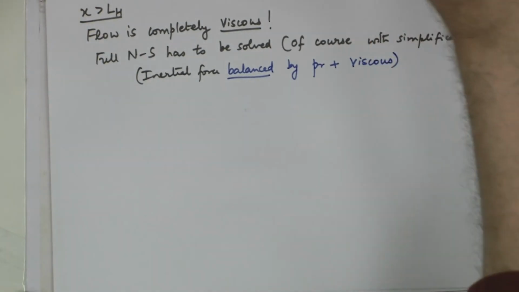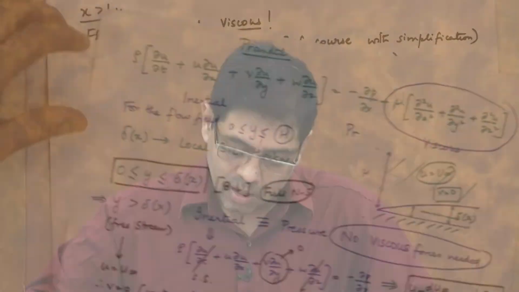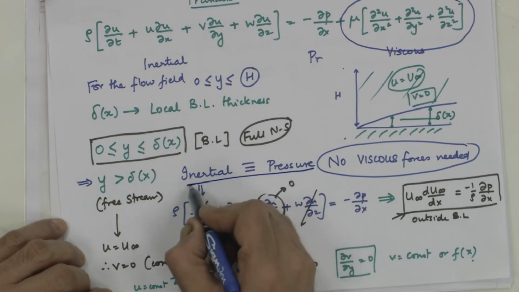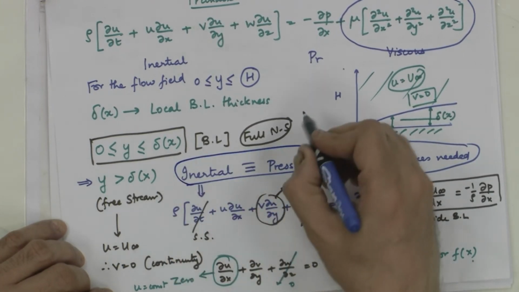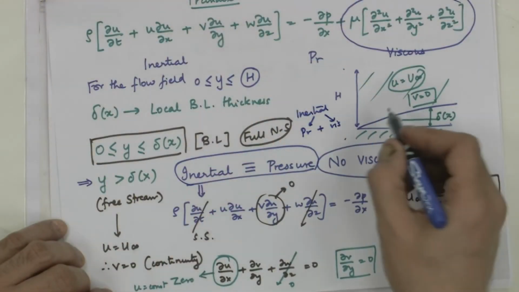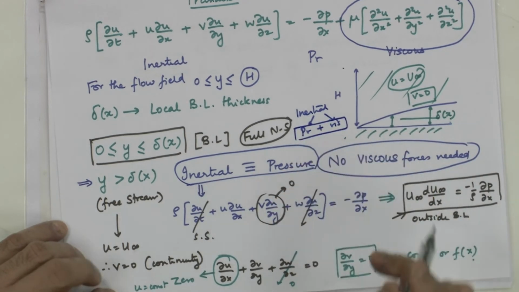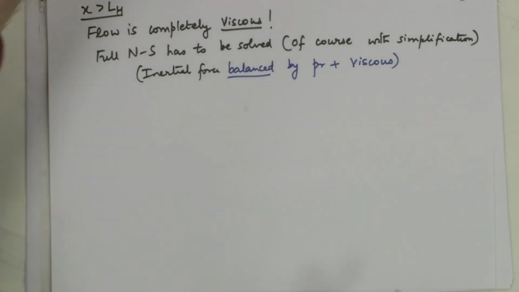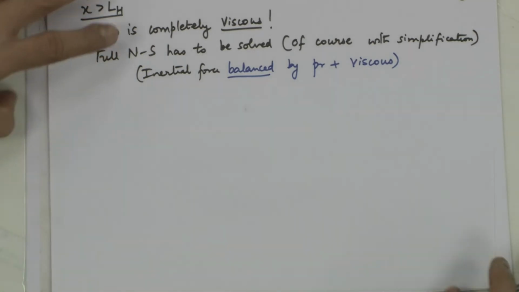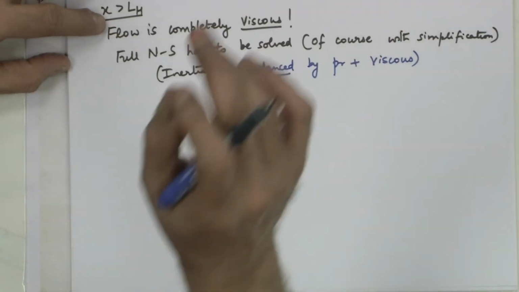What is it here? Again, let me go back here. Inertial force balanced only by pressure forces outside the boundary layer. Here in this part, inertial balanced by pressure plus viscous, that was inside the boundary layer. I hope you are able to appreciate how suddenly, because of the presence of a confining wall, the flow characteristics will change.